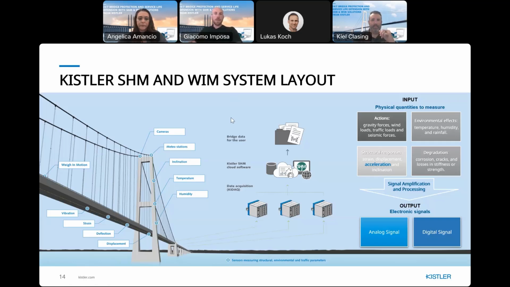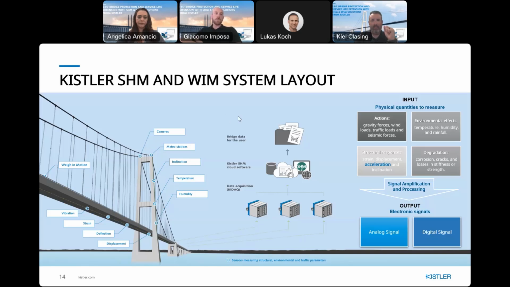After that, we have the environmental effects, which are really important: temperature, humidity, rainfall. And about the structural response, at Kistler we are experts in acceleration, so we cannot miss this point, but we also integrate different types of sensors to record strain, displacement, and inclination. Obviously, the bridge stands for a limited period of time, but it is also affected by degradation phenomena such as corrosion, cracks, and so on.